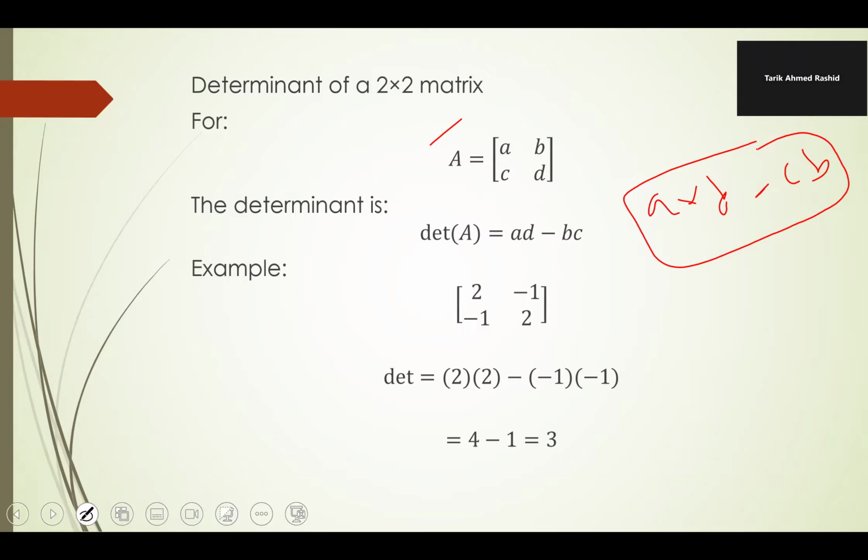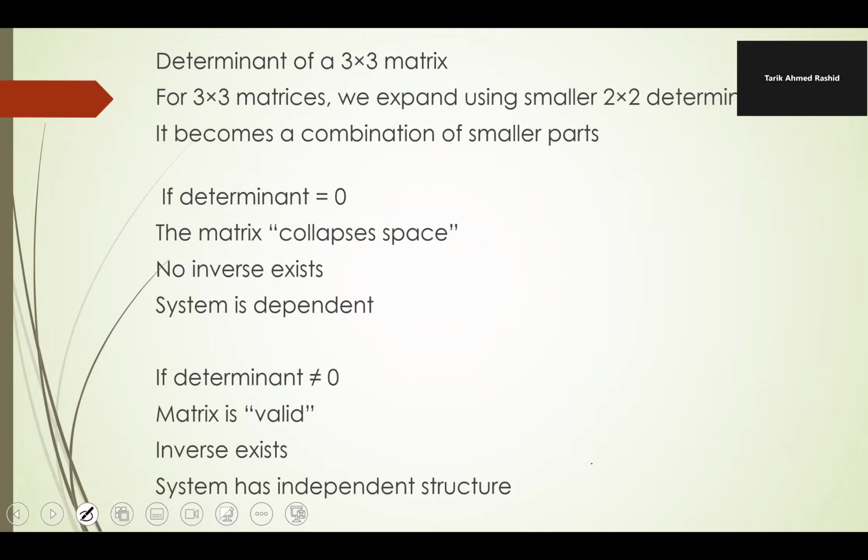So in this case, if we have the 2 by 2 matrix with 2, minus 1, minus 1, 2, we compute 2 multiplied by 2 minus minus 1 multiplied by minus 1. So 2 multiplied by 2 minus 1 multiplied by minus 1, which is 4 minus 1, that's 3. So the determinant is 3.